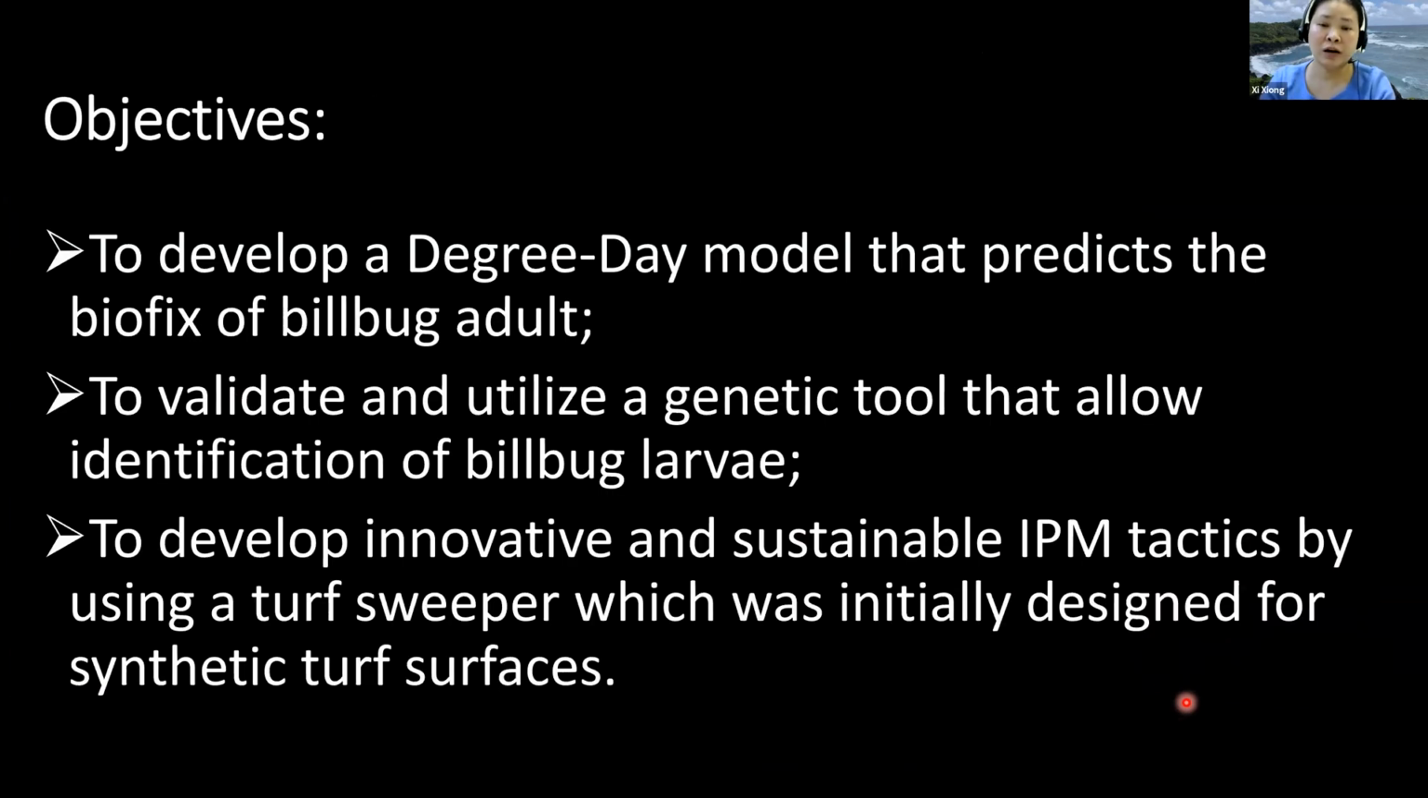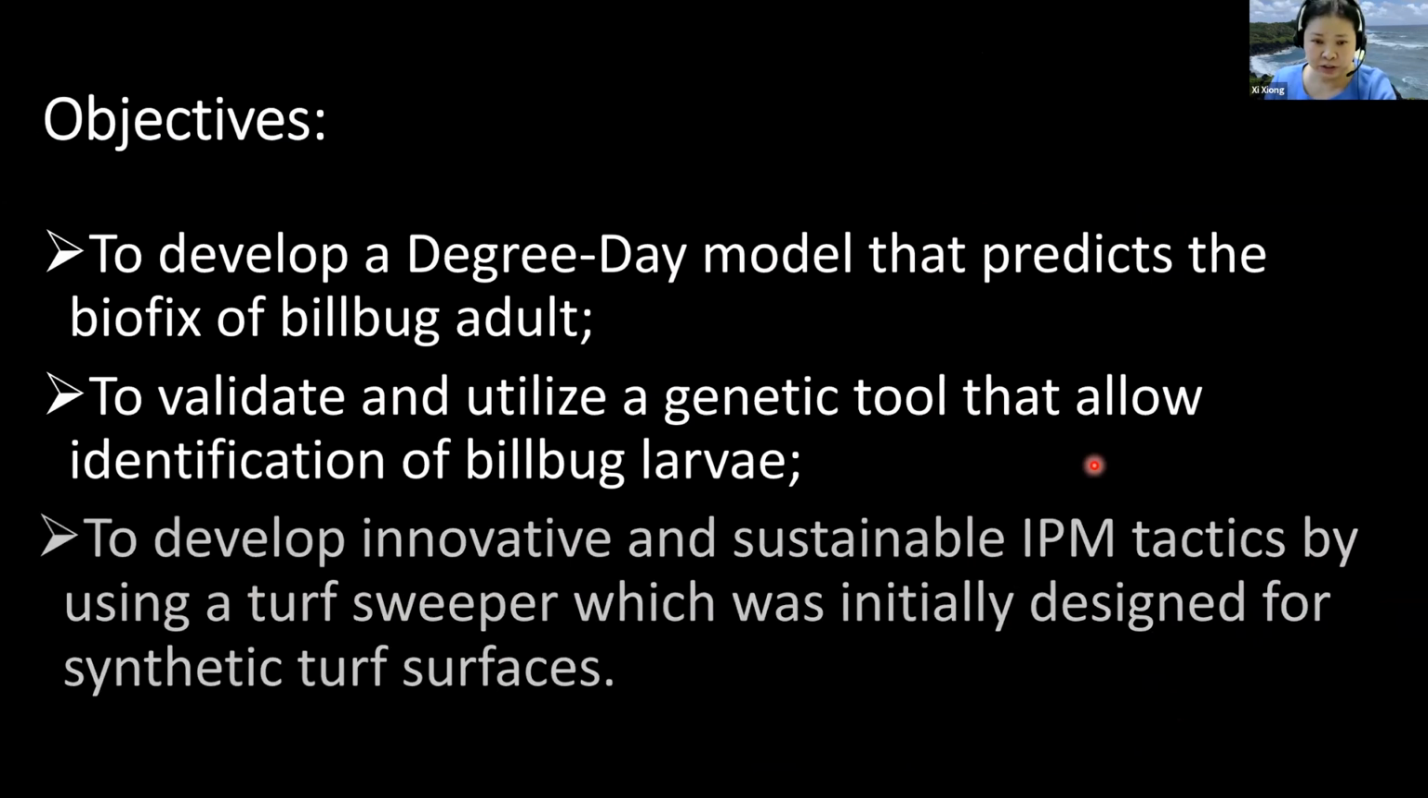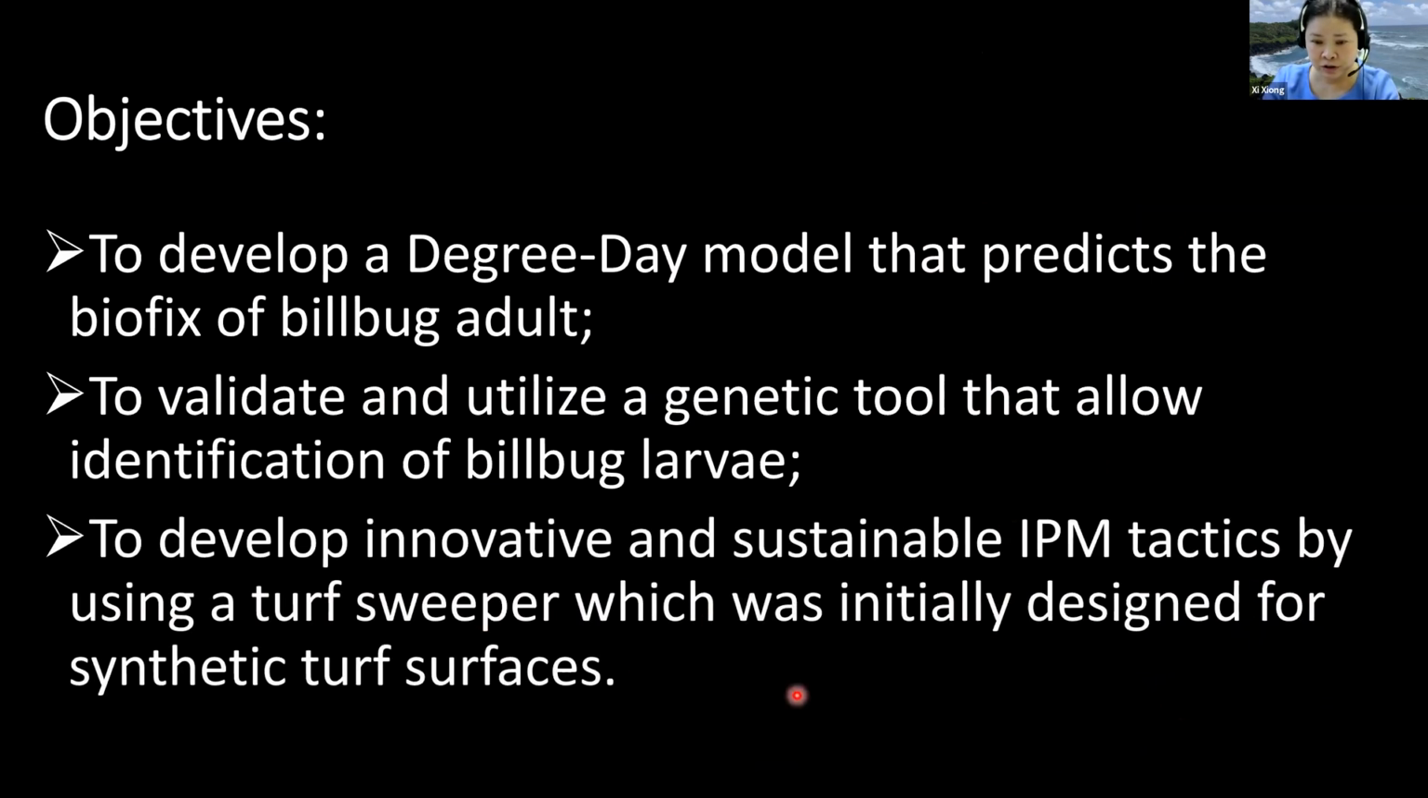So that led to our CTPM project. This project was a collaboration with entomologists at Utah State University and Purdue University. We have 3 objectives, some of which have been completed, and we have papers published. In today's presentation, I just want to focus on the third objective, which is to develop this mechanical strategy to control billbug, to hopefully reduce our reliance on conventional insecticide.